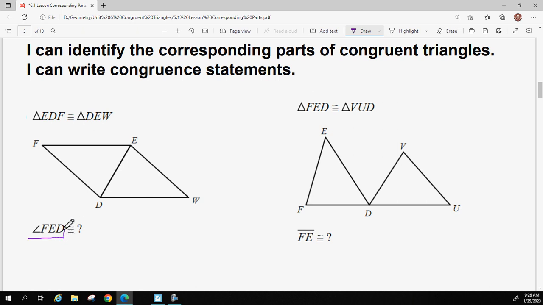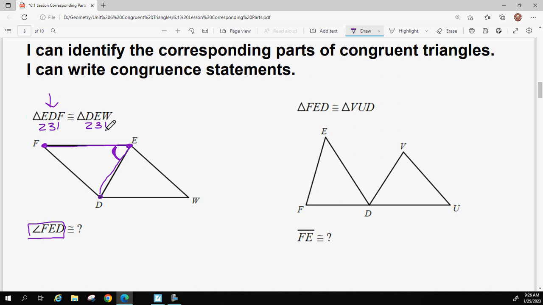And so in this problem over here, I want to find the angle that corresponds to angle FED. So I'm going to go find FED first. FED starts at F, goes to E, stops at D. It's this angle right here, and so I'll put a little mark in there. And then I'm going to go look. FED comes from this triangle name. And I'm going to sort of number the letters as they show up in the name of this angle. So F is first, then E is second, and then D is third. And so let me go number these the same way in the other triangle.